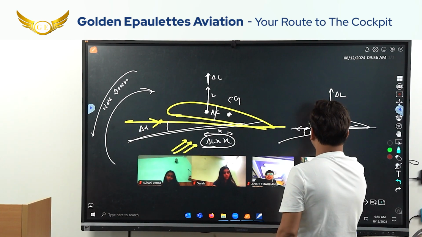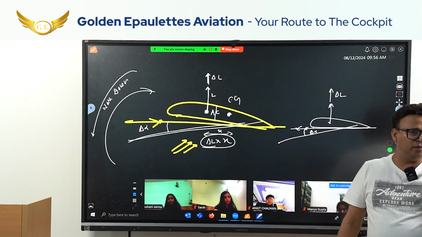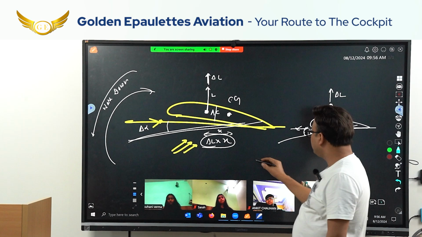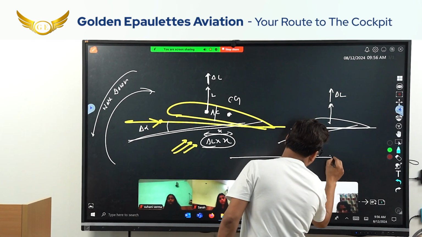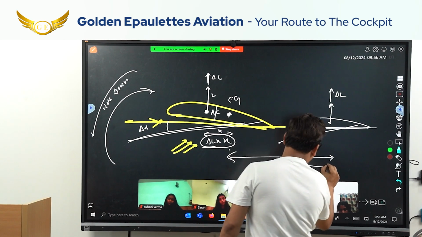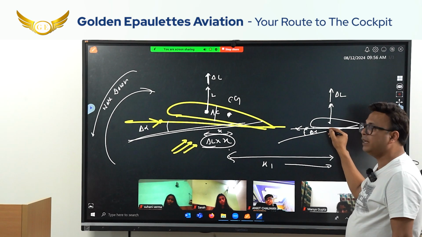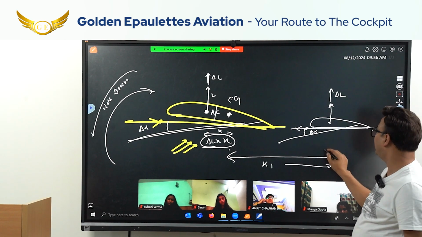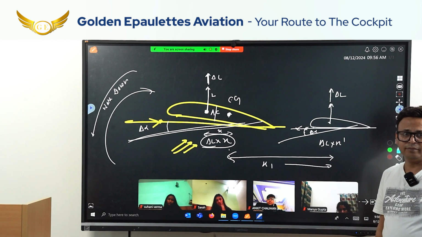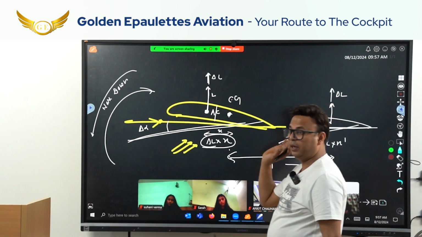Now, you can say the tail plane is a small aerofoil. How can it correct for such a large wing? So you can see the arm length. This is the arm length of this tail plane. So the magnitude of the stabilizing force would be delta L times x1, and it will try to correct whatever disturbance is being created.